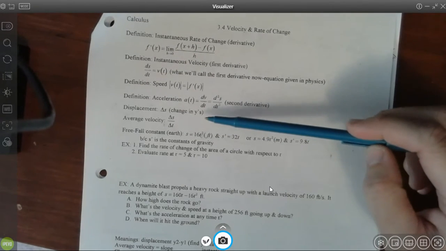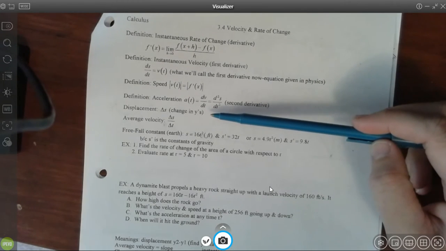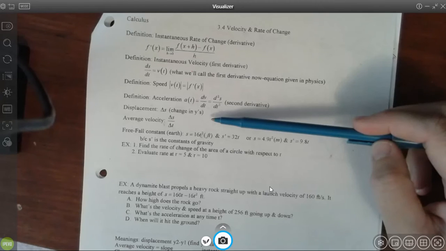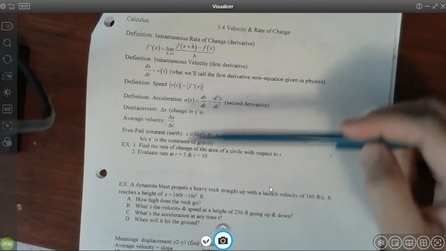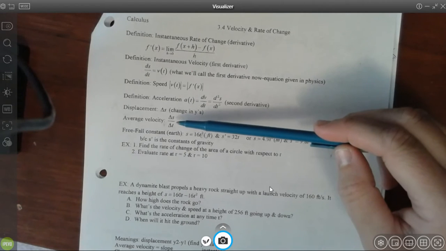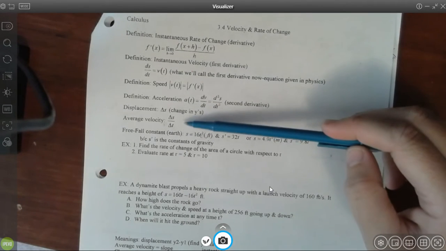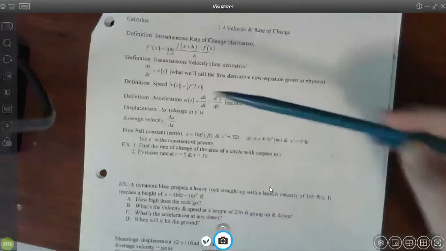Displacement, you've probably learned, is a change in y. So you're going to do y2 minus y1 over x2 minus x1 to find the displacement. It's like the end minus the beginning, I think is how we phrase it in physics. Average velocity is just your slope formula. So if I say, what's your average velocity? Not instantaneous, because instantaneous velocity is a derivative. Average velocity is when you do y2 minus y1 over x2 minus x1.